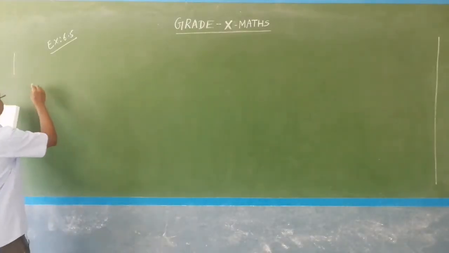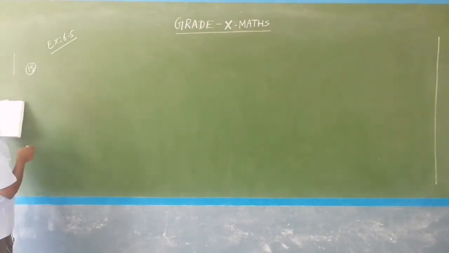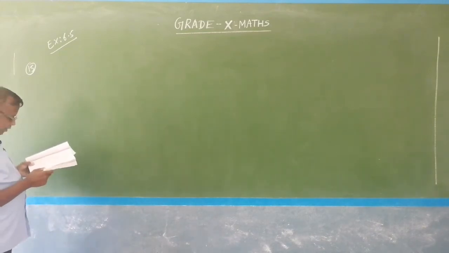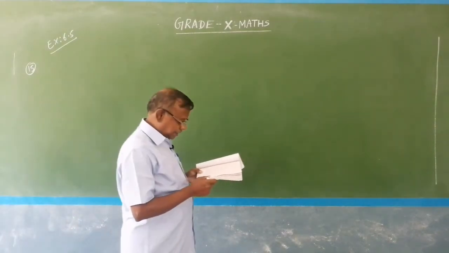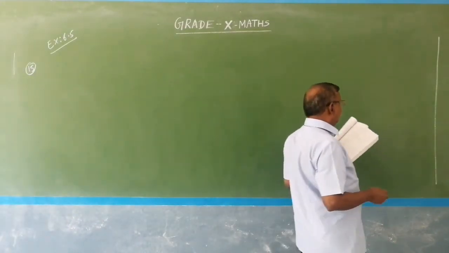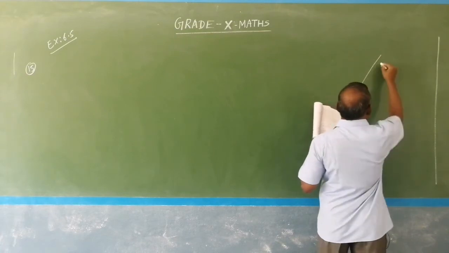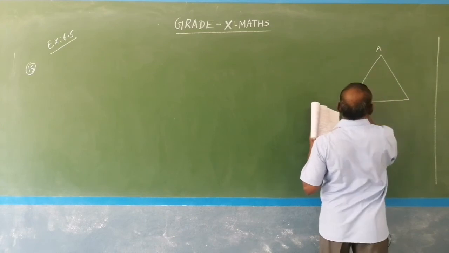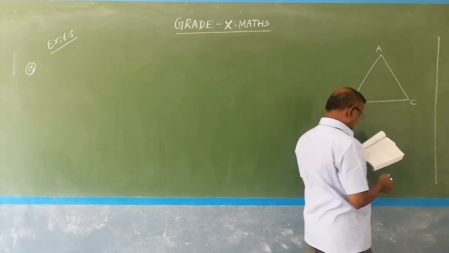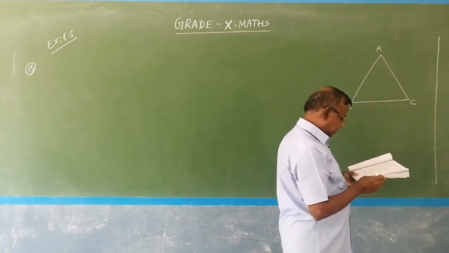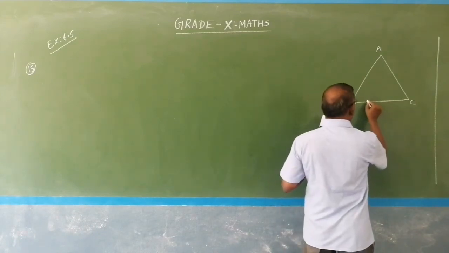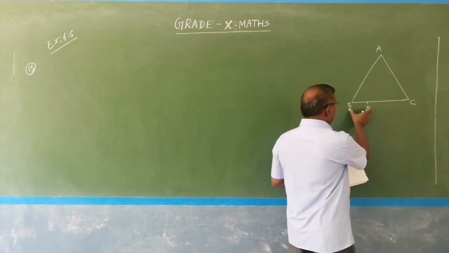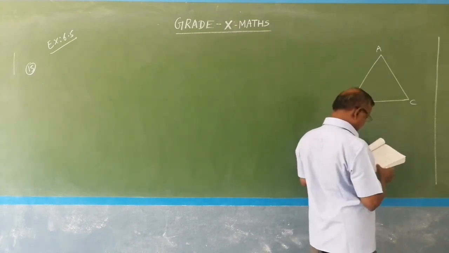Question number 15. In an equilateral triangle ABC, D is a point on the side BC such that BD equal to 1 by 3 BC. First let us draw an equilateral triangle ABC. So ABC is an equilateral triangle in which D is a point on the side BC. So let us take the point D here such that BD equal to 1/3 of BC. Prove that.